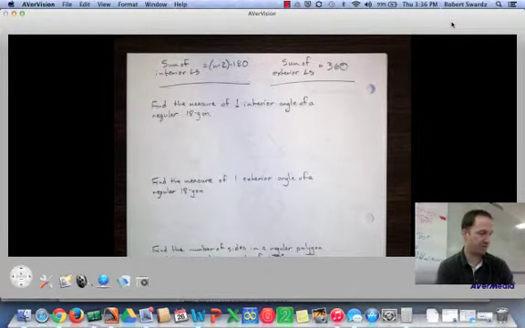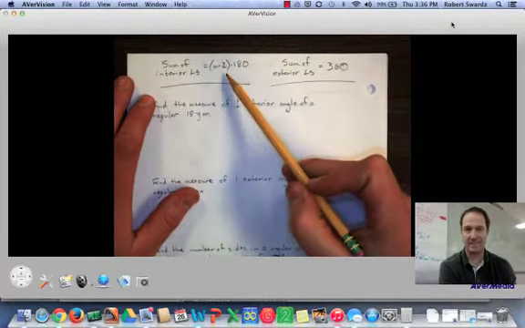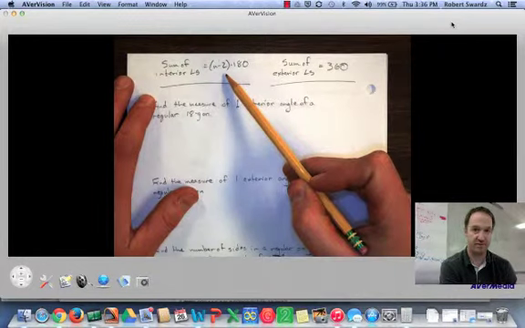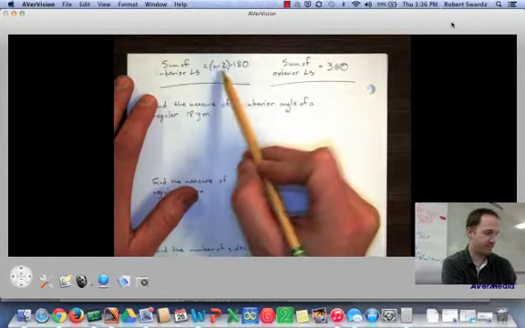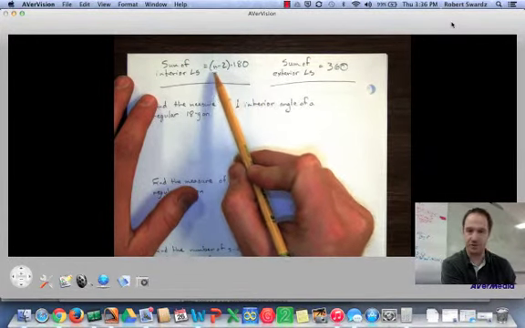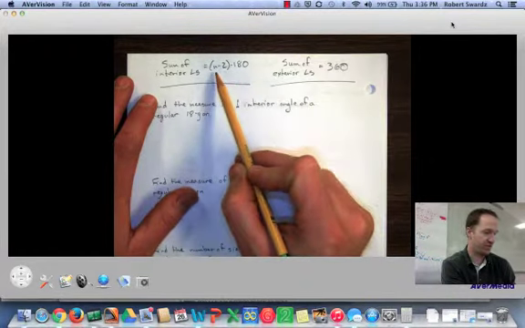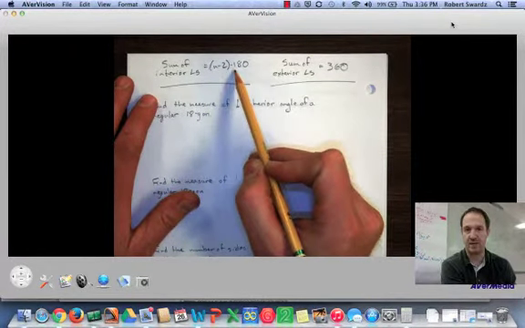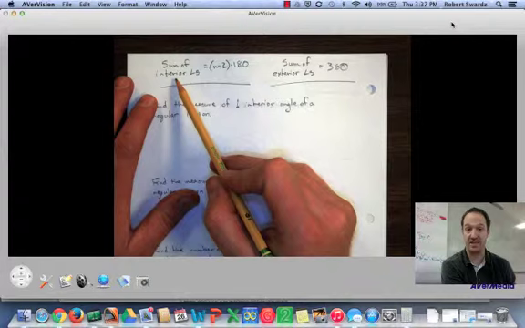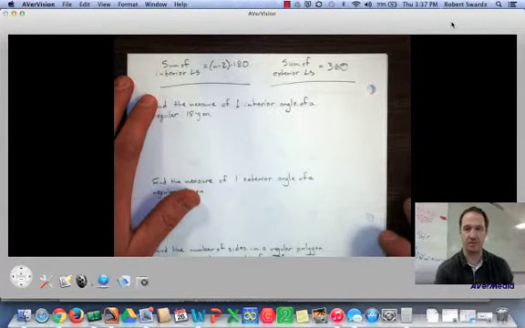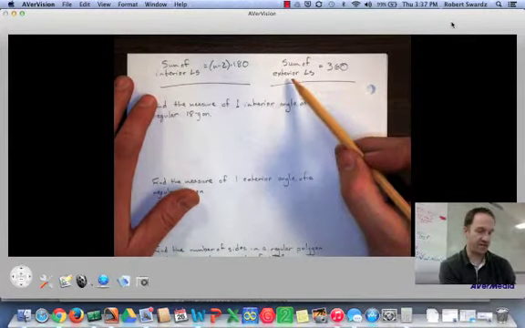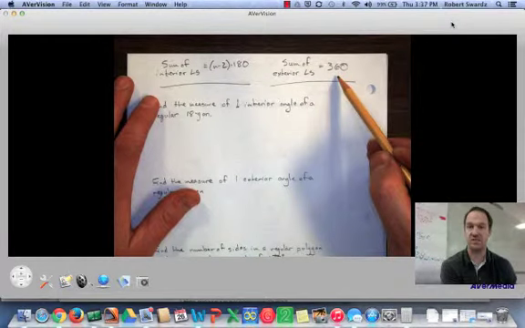In Part 1, we figured out that the angles inside a convex polygon, we can figure out what they add up to using this formula: the number of sides minus 2 and then times 180. That's the angles on the inside, the interior angles, what they add up to. And that the exterior angles, the angles on the outside, add up to 360.